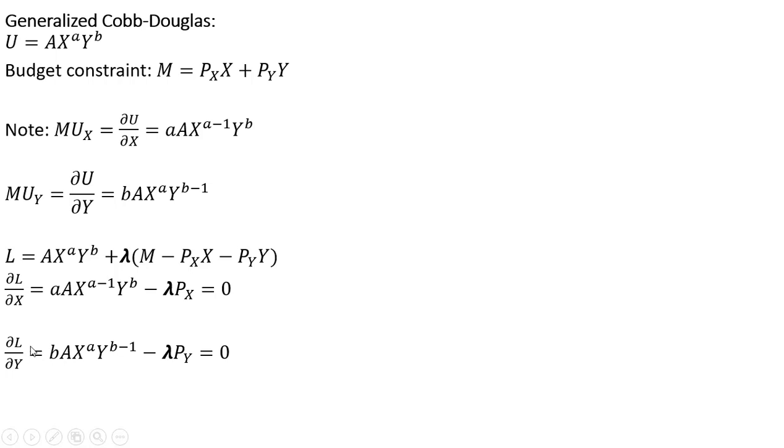We do a similar partial derivative, but this time with respect to good y, and we get back this result. And one more partial derivative of the Lagrangian with respect to lambda, and we get back the constraint. And again, all these partial derivatives are set equal to 0.